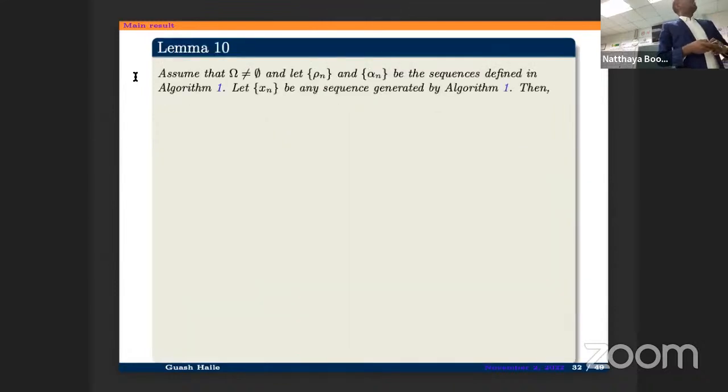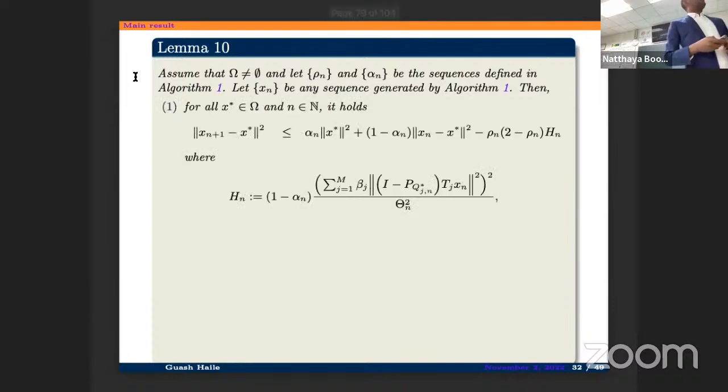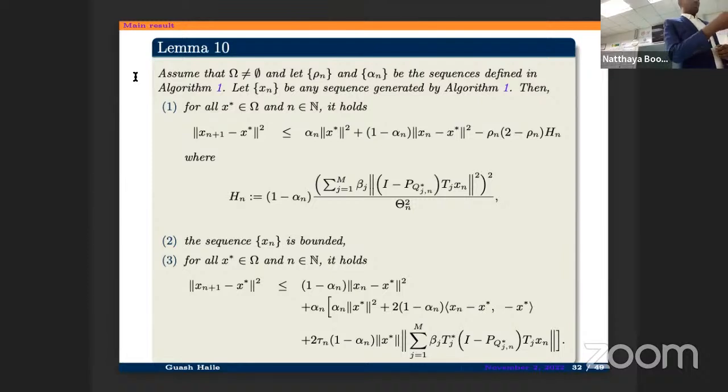And the second lemma: assume that the solution set is non-empty, and let rho_n and alpha_n be the sequences defined in algorithm 1. Let xn be any sequence generated by algorithm 1. Then for all x star in the solution set and n belonging to the natural numbers, this inequality holds, where h_n is given by this one, and the sequence xn is bounded, and for all x star this inequality also holds. As you remember, the lemma I mentioned at the end of the preliminaries, we are trying to relate this inequality with that lemma. So we apply that lemma in the convergence analysis.